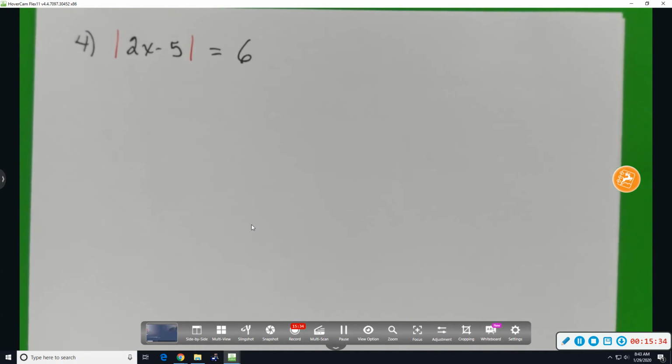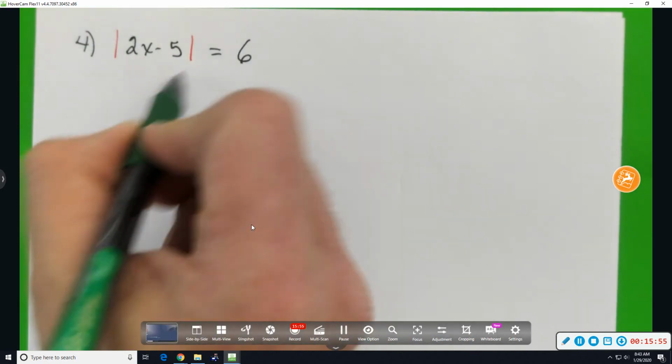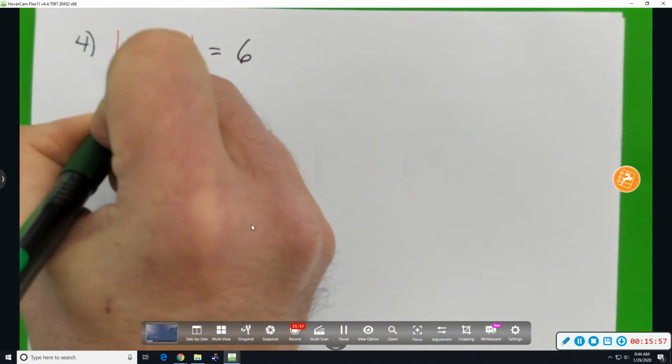We're going to use the same logic we used on the previous problem. Cover up that 2x minus 5. What are the only two numbers that can be inside those red absolute value bars? 6 or negative 6. So you're going to make what's inside here equal 6 or negative 6.